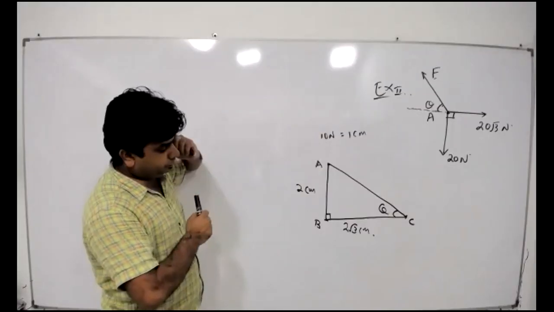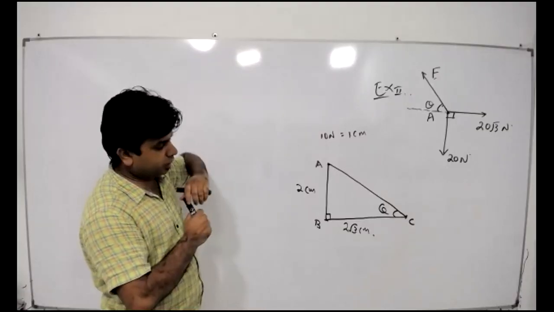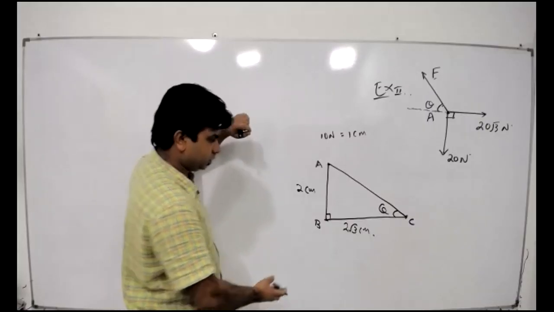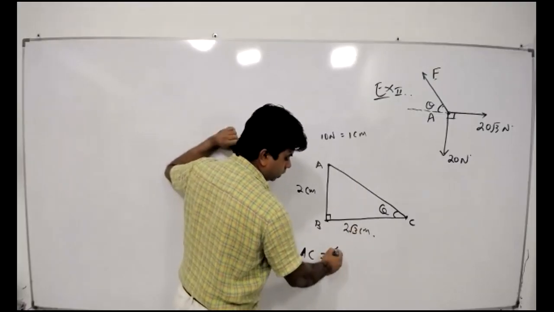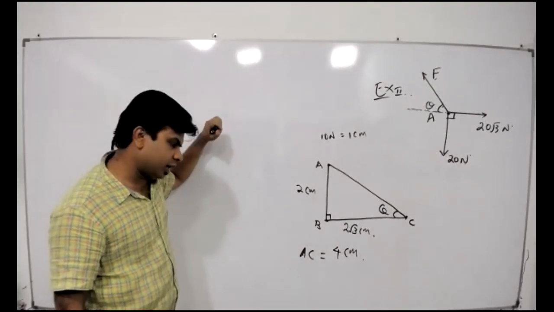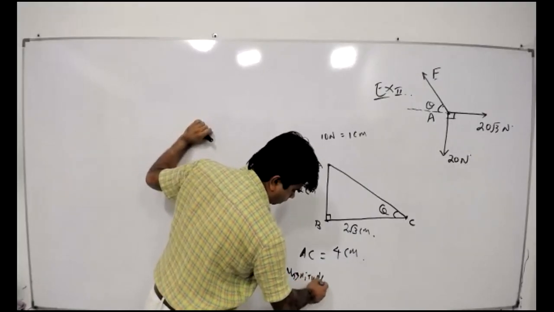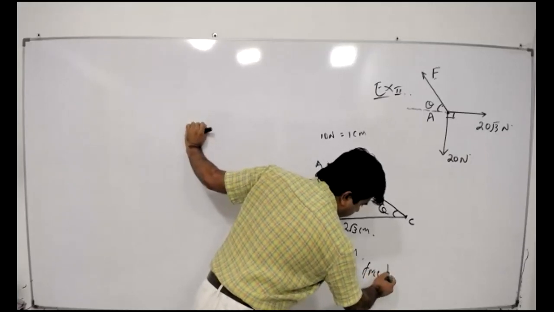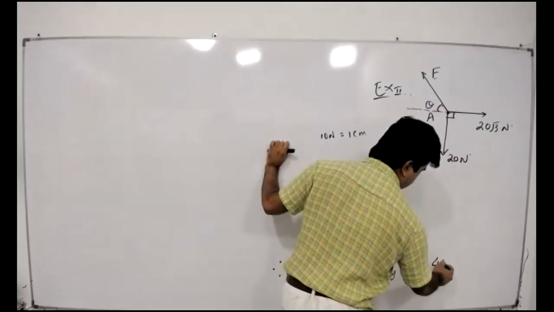Right. Then now you know that this is a right angle triangle, right? So therefore, you can find the length AC easily, right? Because again, AC equals what? Square root of 2 squared plus 2√3 squared means 4 centimeters, right? Therefore, the magnitude of the force by AC equals 4 into 10, you get 40 newtons.